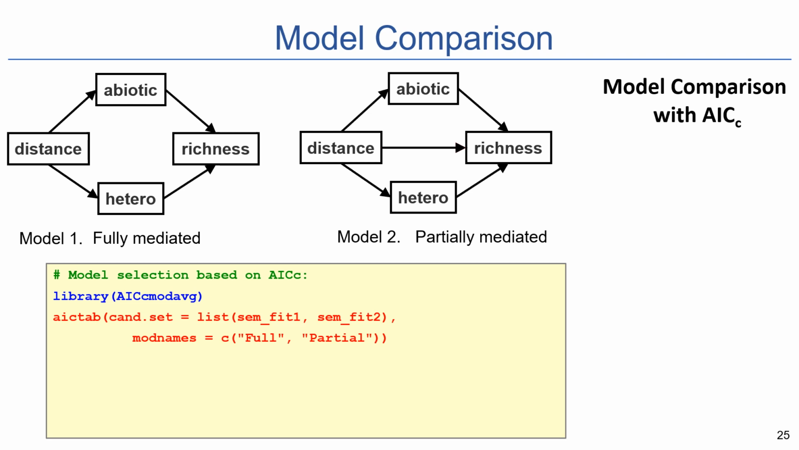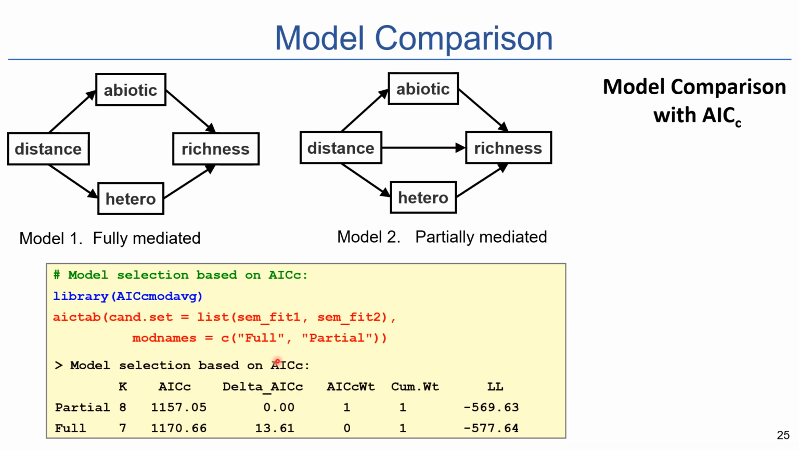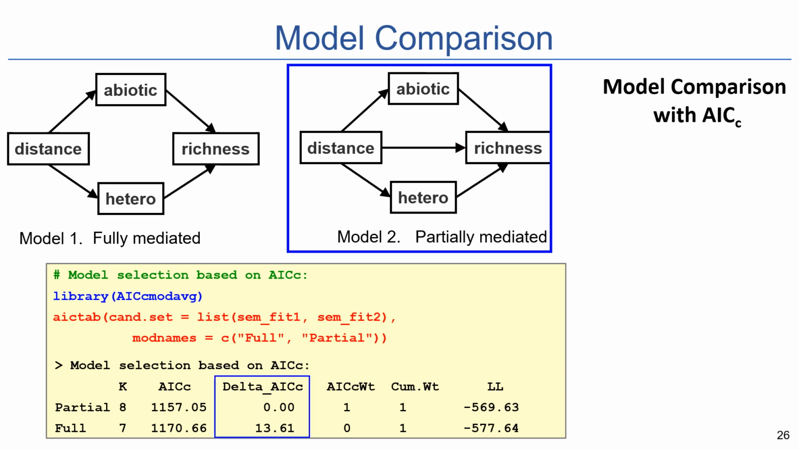And we can calculate the AICc using the package AICcmodavg, where we use the function aictab and we list all our models that we want to compare. Also, we can rename the models. For instance, I call them full and partial based on the type of the mediation. And the results here give the values of AICc for each model. And the delta AICc is the difference in the AICc value for each model to the model with the best fit from these two models. And here you can see that model 2 has the best fit.